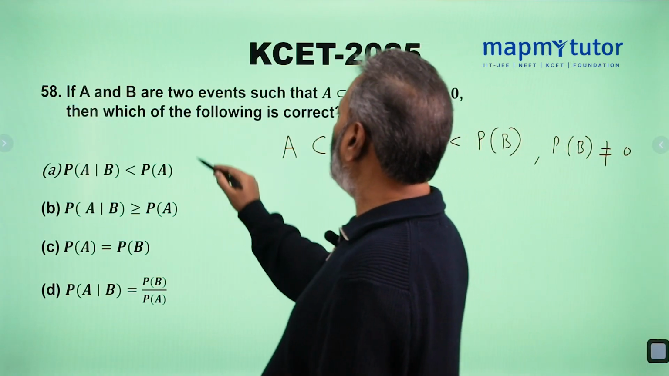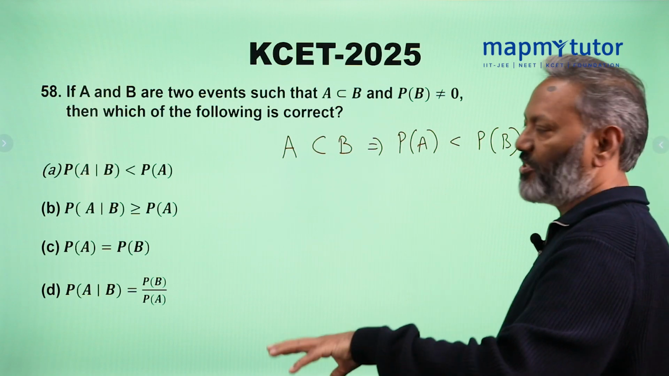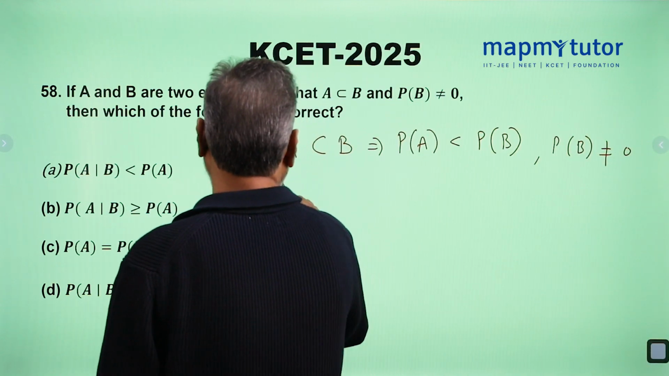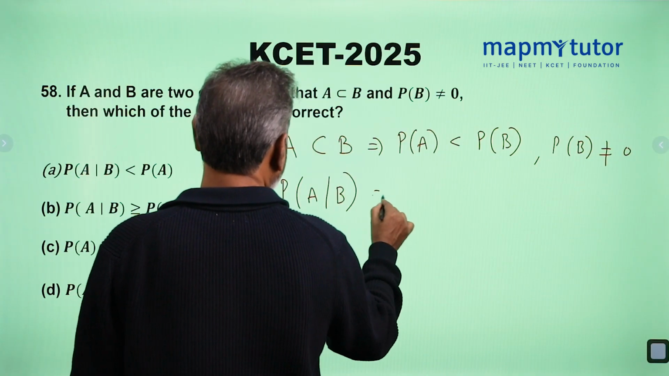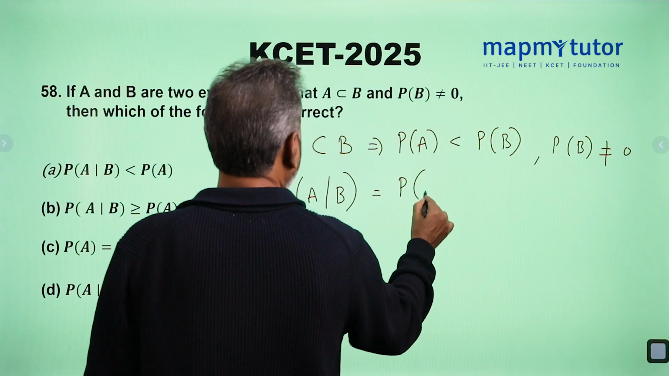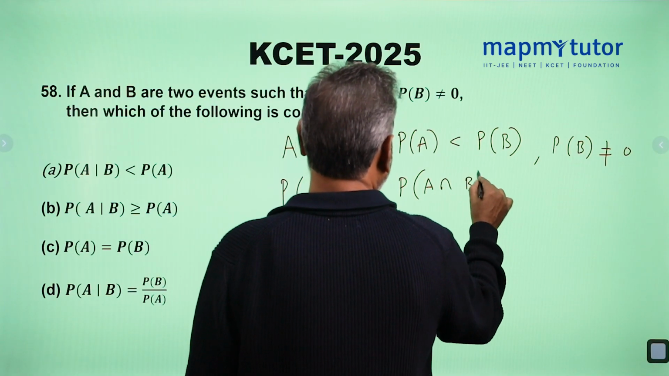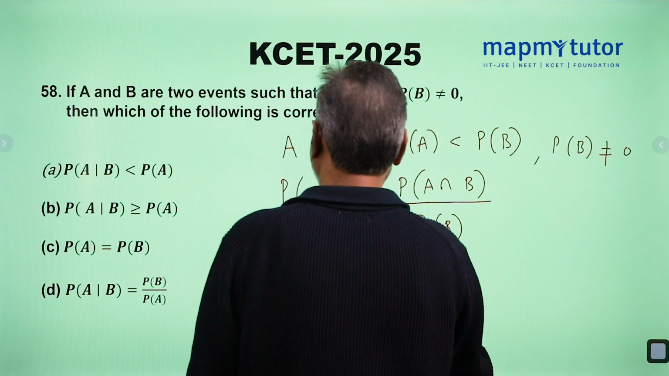Next. Then which of the following is correct? So, once again, I have to concentrate on the options. P of A given B. My job is to simplify P of A given B first. Again, the same formula as we did in the previous question: it is P of A intersection B by P of B. Okay. Now, let me check.